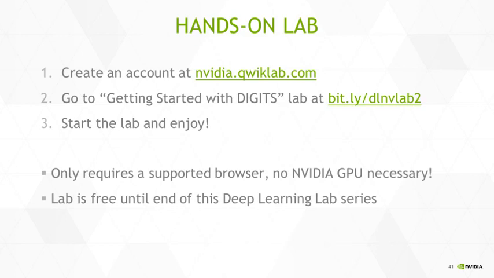And how you access it is through nvidia.quicklab.com, and you can go to the Getting Started with DIGITS lab. So one thing that's nice about this is you don't need a GPU to get started with using DIGITS. So if you don't have a system right now with an NVIDIA GPU in it, no problem. You can test out this lab and test out DIGITS. And the lab is free until the end of this deep learning lab series.